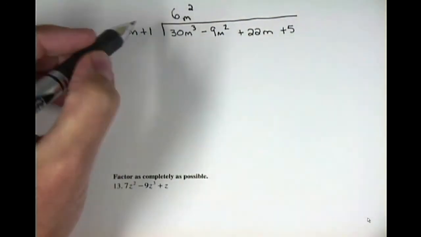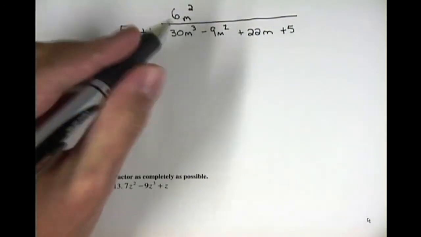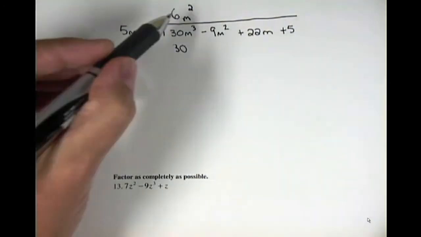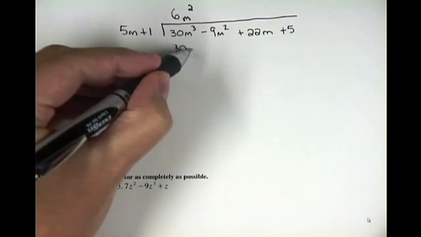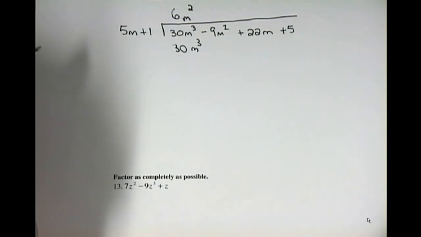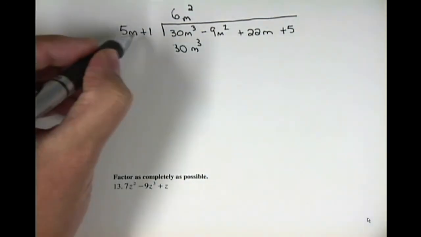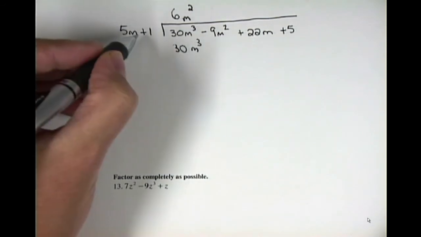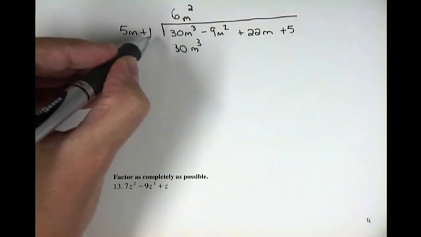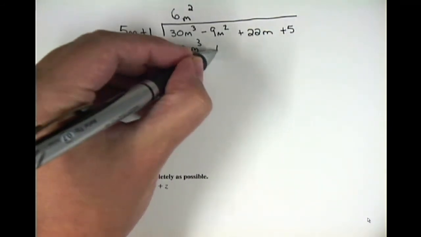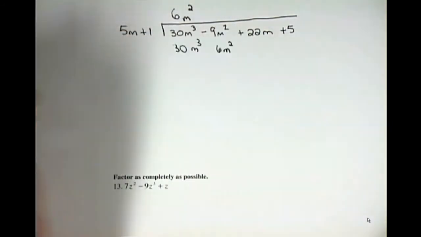Now let's just double check our work. 6 times 5 is 30, and I'm writing that below. And m squared times m is m cubed. Yay, the numbers match. But what we do to one thing, we have to do to the other. This is a binomial expression, so we have two pieces here. So we also must multiply the 1 times the 6m squared, which gives us a 6m squared.